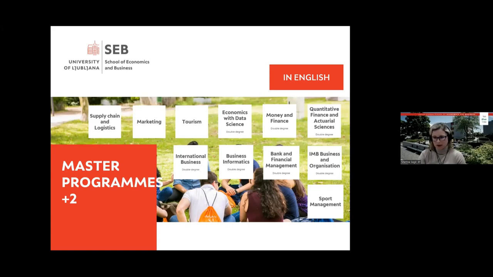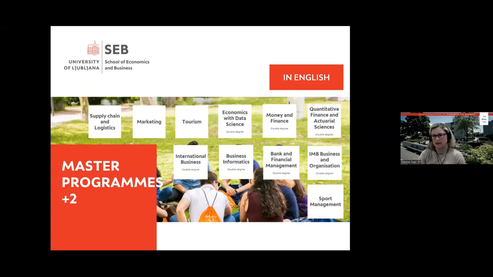More economic-oriented master programs include a new program. It's not new, but it's a renewed program, Economics with Data Science. It's a new curriculum, new courses offered in this program, and I believe it will be very interesting for all students. We also offer Master in Money and Finance, or Money in Quantitative Finance and Actuarial Science.